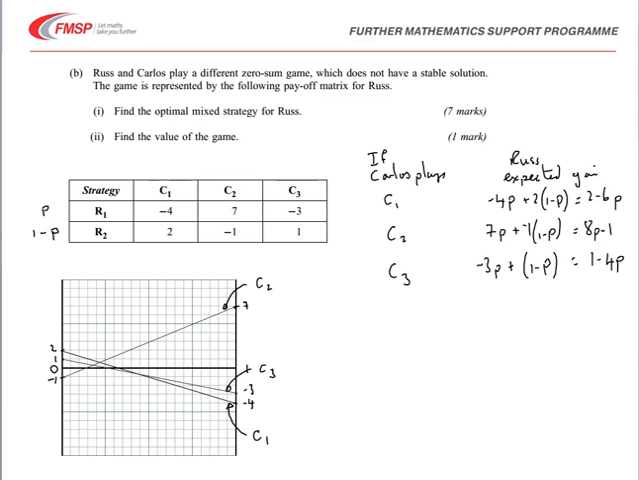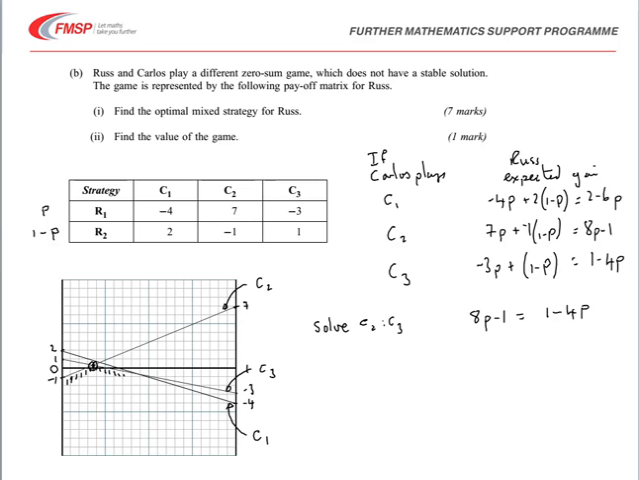If we now look at our graph, we can see that the point that we need is this one here. It's the highest point which is below all of these lines, so it then starts to go down. It's the intersection of C2 and C3. So we now need to solve the equations that come from C2 and C3. In other words, 8p minus 1 is equal to 1 minus 4p.